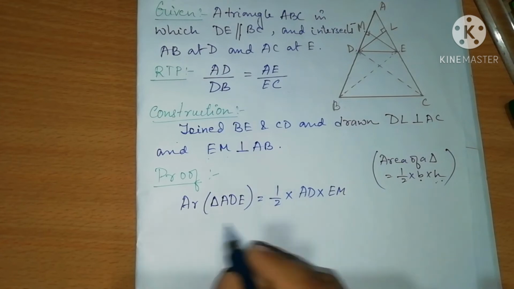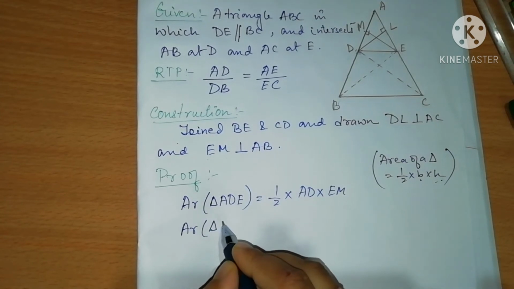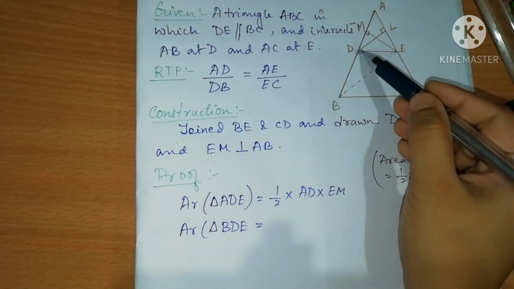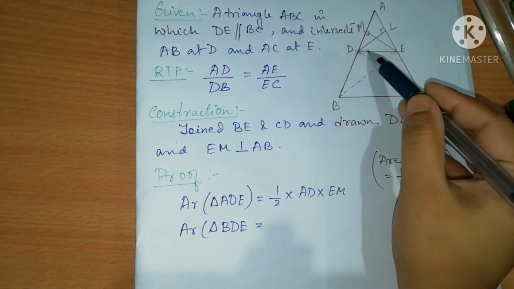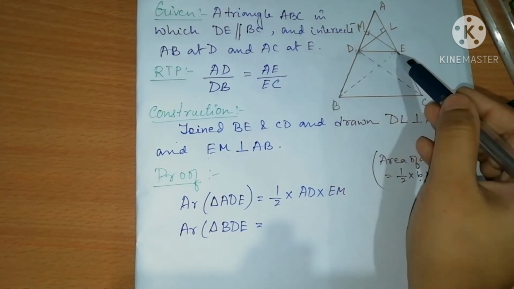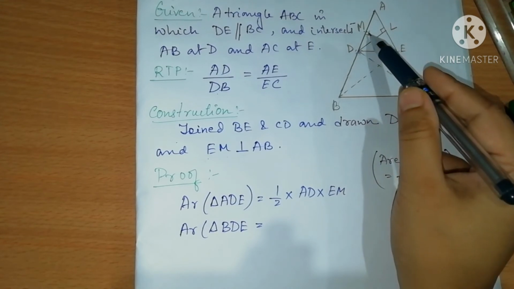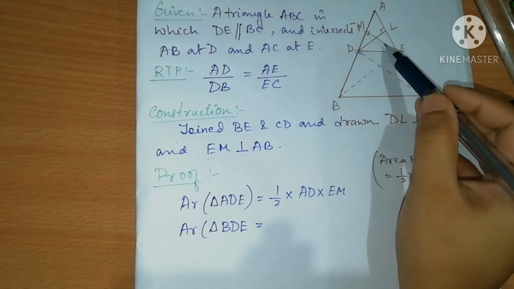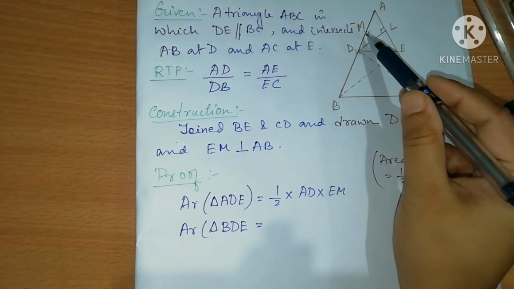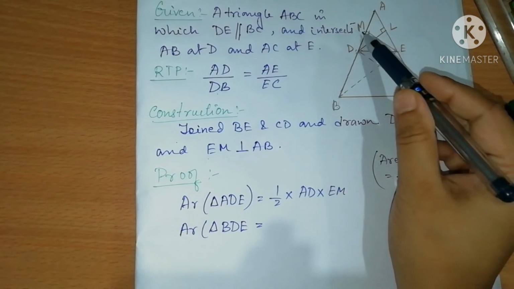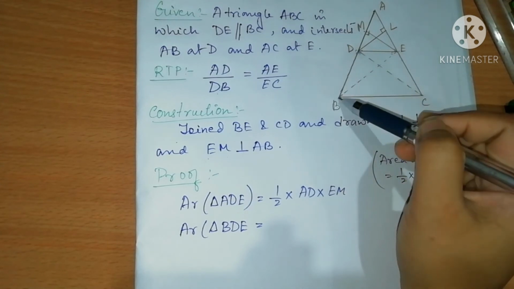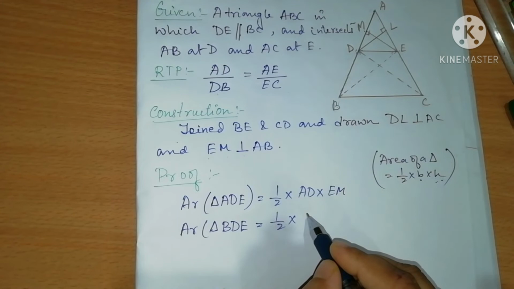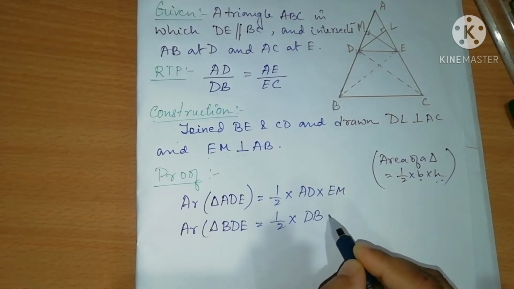Then area of triangle BDE. Why have we taken BDE? To get DB. For BDE, as I told, your altitude can be outside the triangle. You can see it is an obtuse angle triangle and the altitude is outside the triangle. So if EM is your altitude, your base will be DB. So half into base DB into EM.